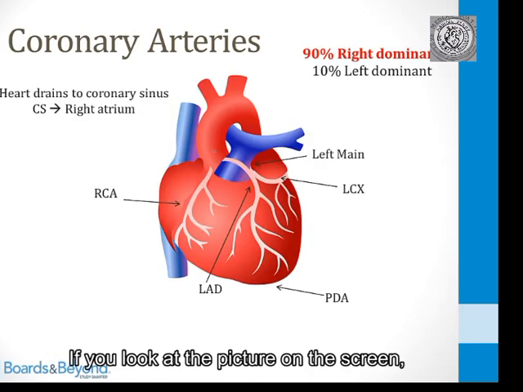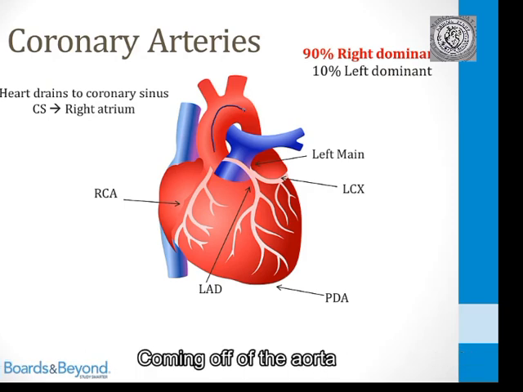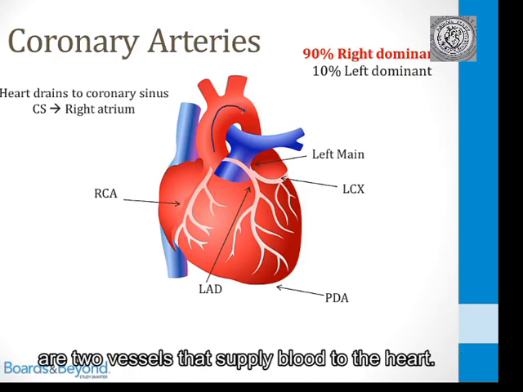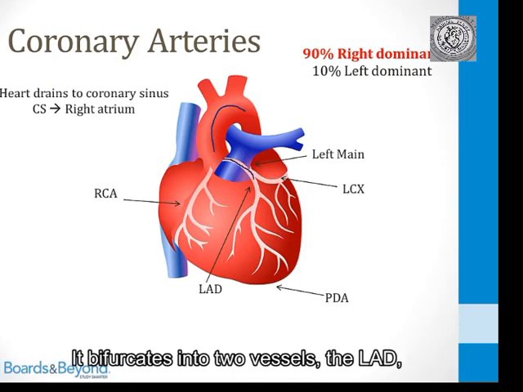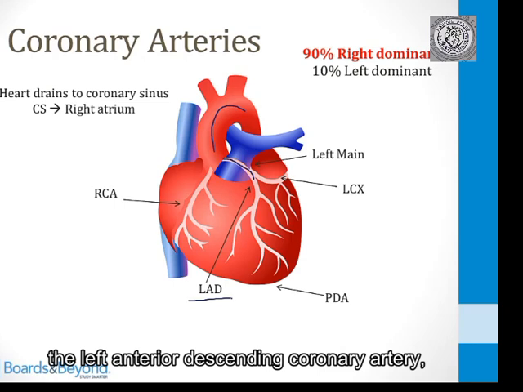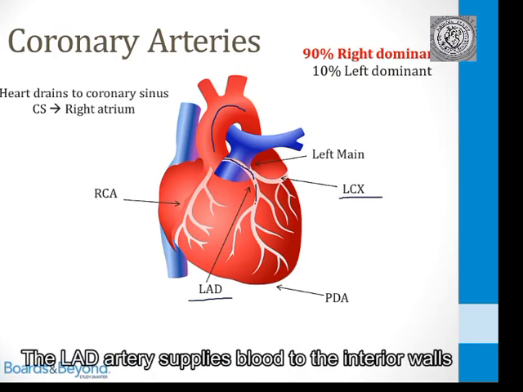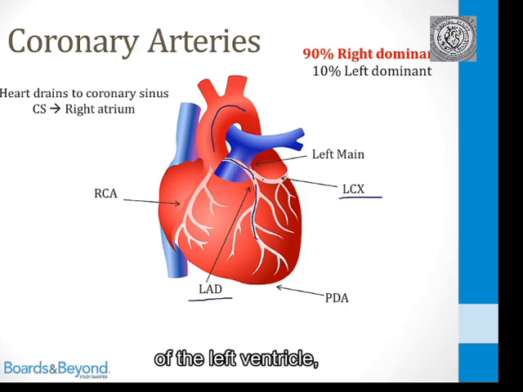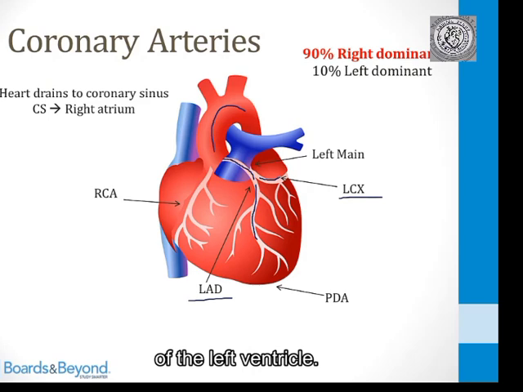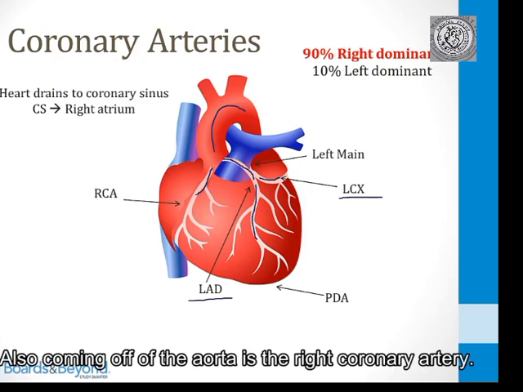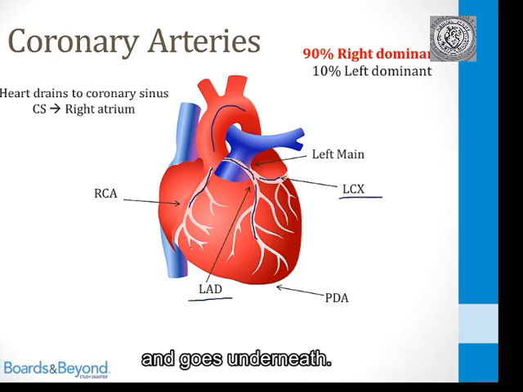If we look at the picture on the screen, this red structure here that I'm drawing a line through with my pen is the aorta. Coming off of the aorta are two vessels that supply blood to the heart. The first one is called the left main coronary artery. It bifurcates into two vessels, the LAD, the left anterior descending coronary artery, and the left circumflex coronary artery. The LAD artery supplies blood to the anterior wall of the left ventricle. The left circumflex supplies blood to the lateral wall of the left ventricle. Also coming off of the aorta is the right coronary artery. It supplies blood to the right ventricle and then wraps around the side of the heart and goes underneath.